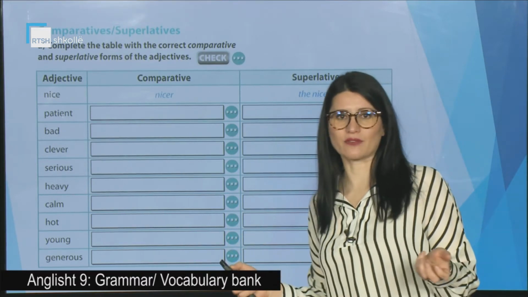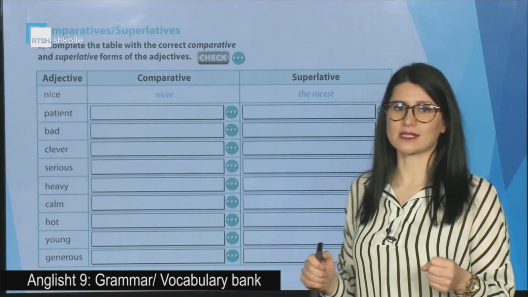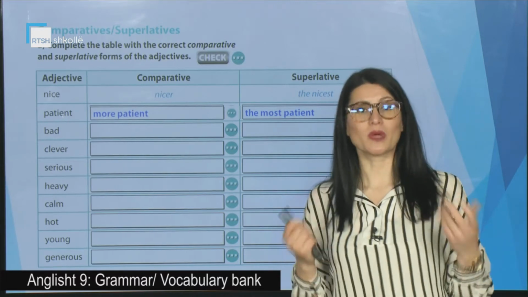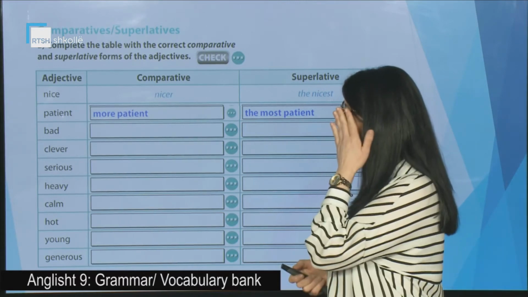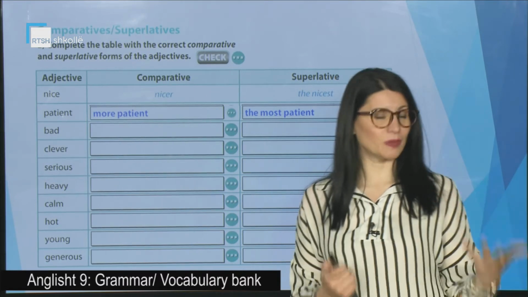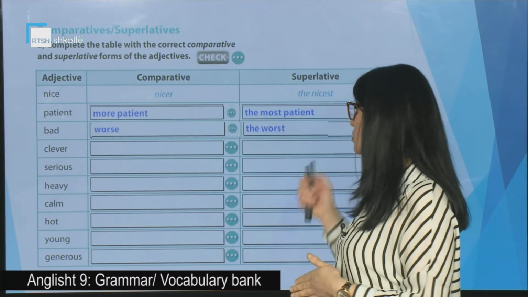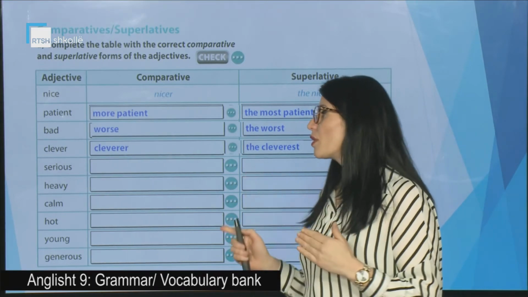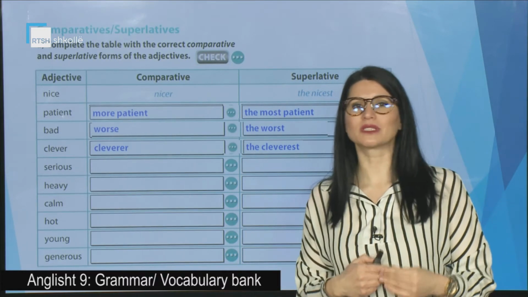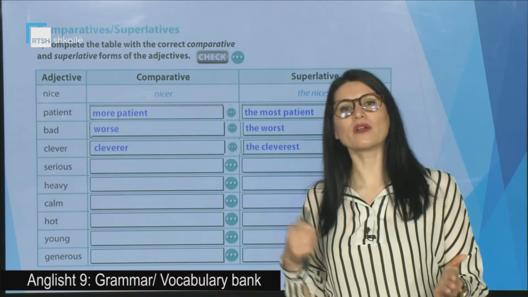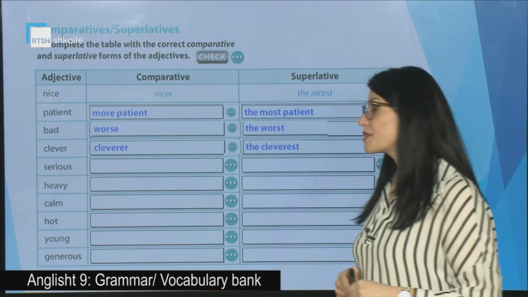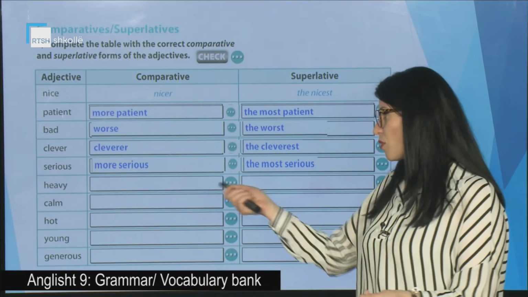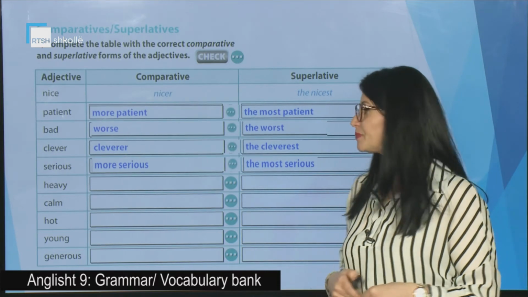The first one is already done for you. Nice, nicer, the nicest. Let's go on with patient. We say more patient or the most patient. We consider it as a long adjective. Then we have bad. We said that bad is an irregular adjective, so we would say worse or the worst. Then we have the word clever. Cleverer or the cleverest. Sometimes you find the word clever as more clever than or the most clever of. Serious, it is a long adjective actually, so what is the comparative and superlative form? It is more serious or the most serious.